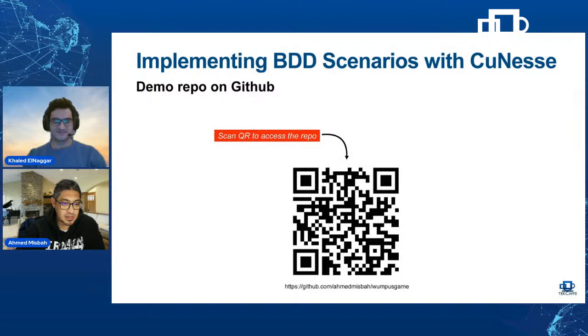So the example that Khaled just showed you is available on GitHub. You can scan the QR or basically type in the URL below and get access to the repo and play around a little with CuNesse. If you have any problem accessing the repo, please get in touch with me on LinkedIn, and we'll get this sorted out.